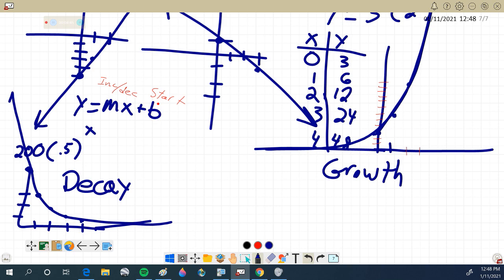So on one of the problems today, you'll have to state how much did we start with? What's the y-intercept? Is this growth or decay? And how much are you changing by? And it's the change that's a little bit difficult.